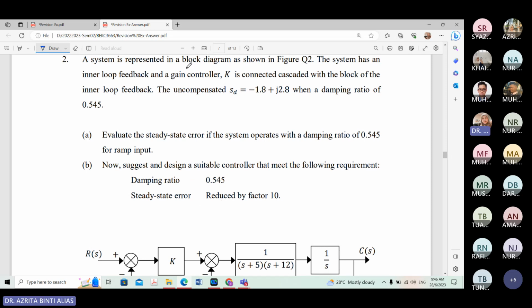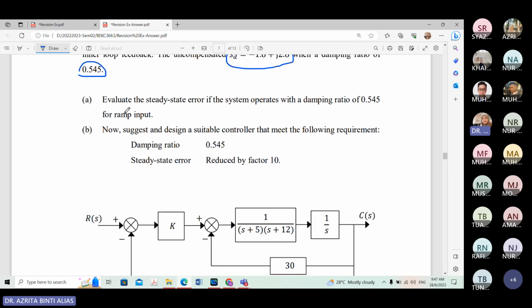So a system is represented in a block diagram as shown in figure Q2. The system has an inner feedback loop, and a gain controller K is connected in cascade with the block of the inner loop feedback. The uncompensated pole is given as s equal to -1.8 plus j2.8 at a damping ratio of 0.545. The question asks us to evaluate the steady state error if the system operates with a damping ratio of 0.545 for a ramp input.